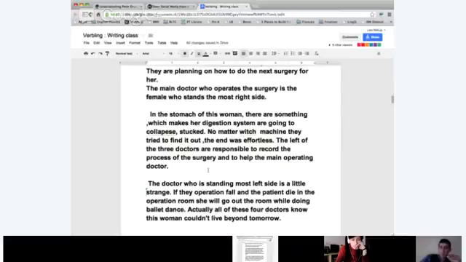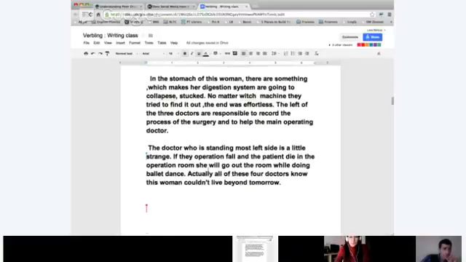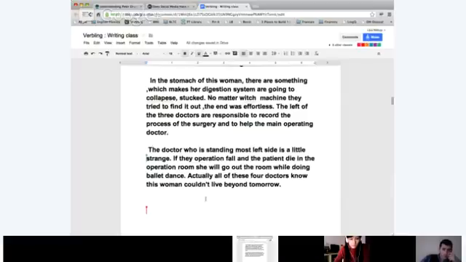The left of the 3 doctors are responsible to record the process of the surgery and to help the main operating doctor. The doctor who is standing most left side is a little strange. If the operation fails and the patient die in the operation room, she will go out the room while doing ballet dance. Actually, all of these 4 doctors know this woman couldn't live beyond tomorrow.